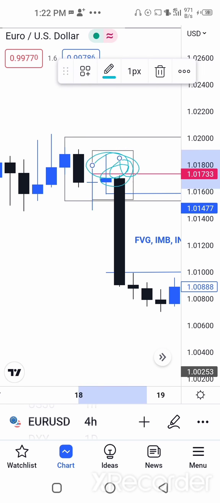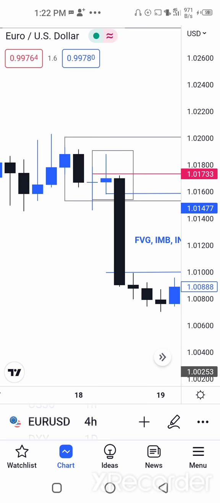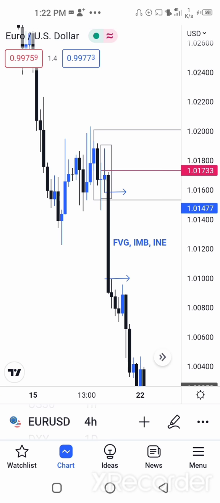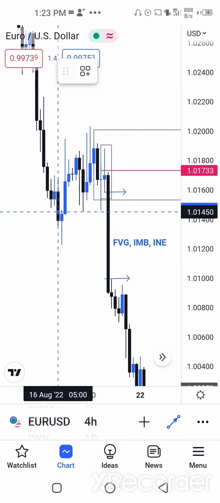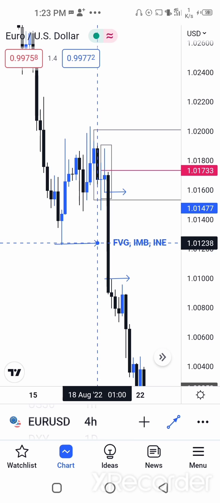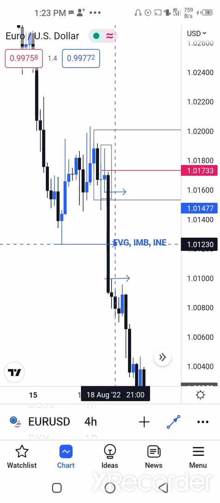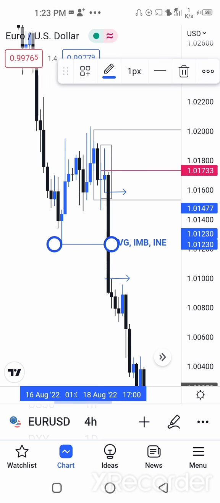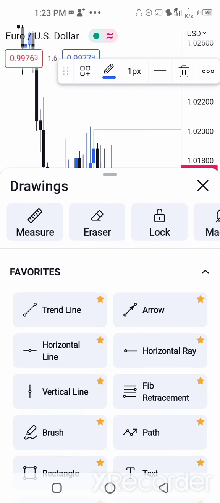So moving ahead, after an order block is formed, either bullish or bearish, there must be a BOS, that is a break of structure. It should be accompanied by a break of structure. So let's call this the BOS.